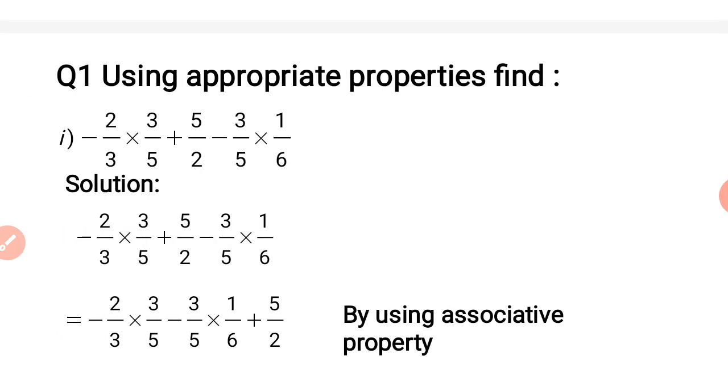Question number 1. Using appropriate properties, find the first sub-question. I'm reading it. It is minus 2 by 3 multiplied by 3 by 5 plus 5 by 2 minus 3 by 5 multiplied by 1 by 6. So we are supposed to solve it out, but the condition is we have to use the appropriate properties. If it is written in the question, you are compelled to use one of the properties. Let us see how to proceed.